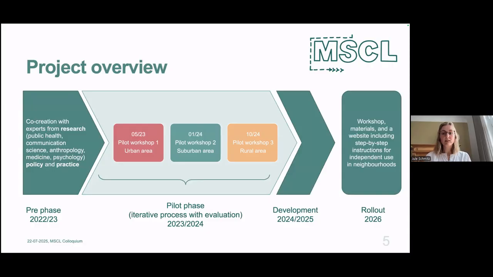And currently we are developing the final workshop that comes with a website with step-by-step instructions on how to prepare, facilitate, and evaluate such a workshop, as well as corresponding materials. So we will also provide video material for the scientific input, a moderation guide for the moderation part of the workshop, and also a handout for participants among various other materials. And we expect to publish this, what we call practice package, in 2026.